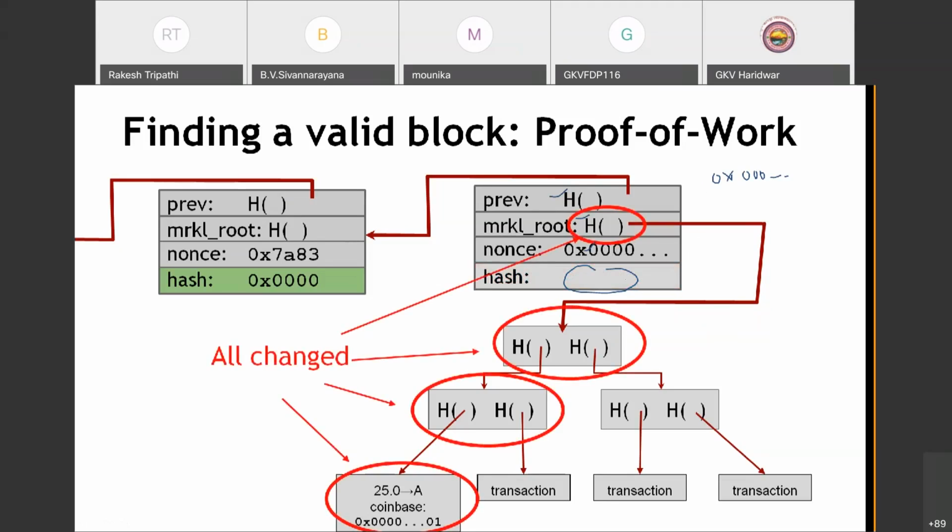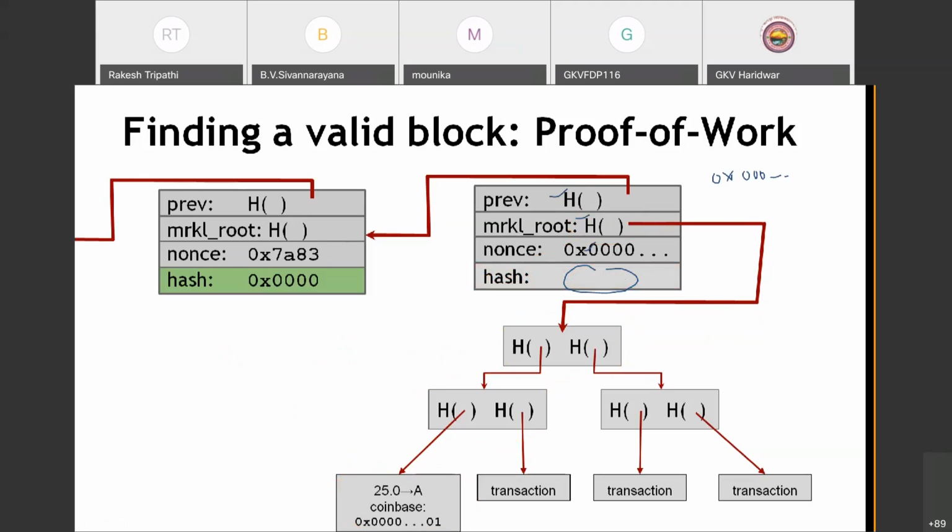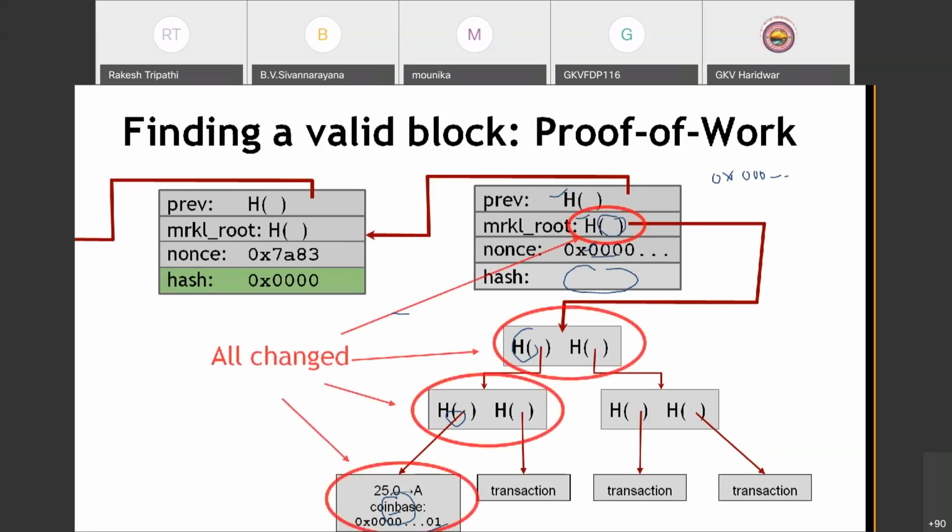If I try all of these and do not get a hash starting with 0, I change something else, for example in the Coinbase. There is a special transaction where a miner adds a block reward for himself. It is called Coinbase. I add 1, so this hash will change, and the Merkle root will change. Again, I start with 00. Am I right? So what are we doing?